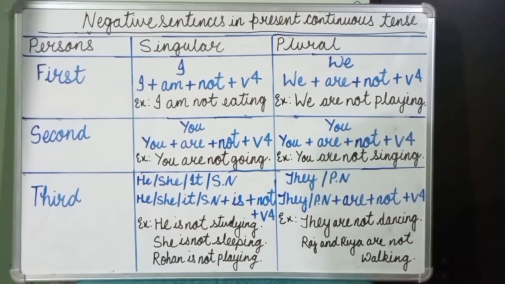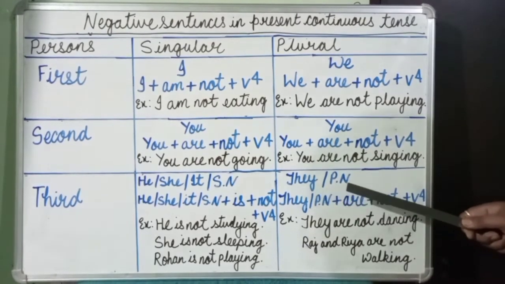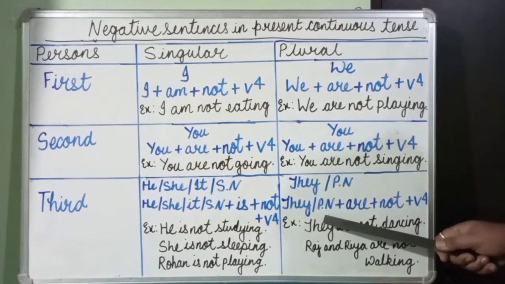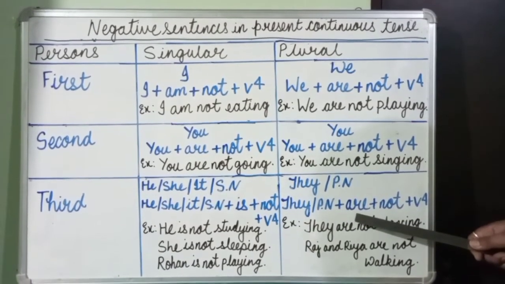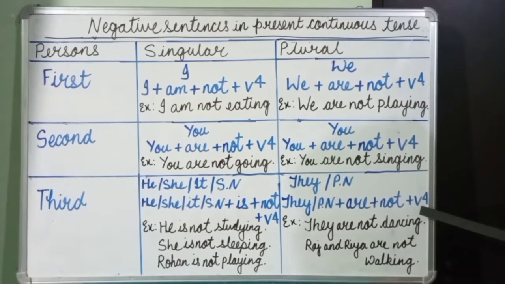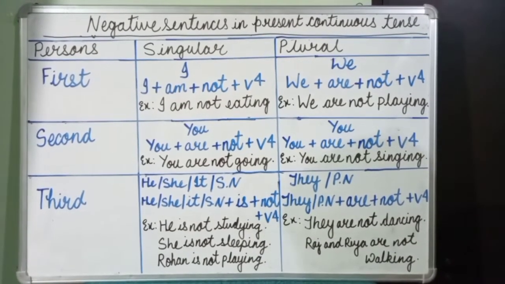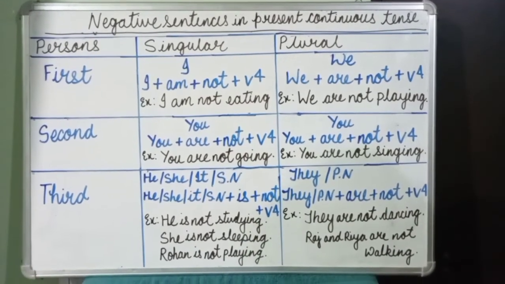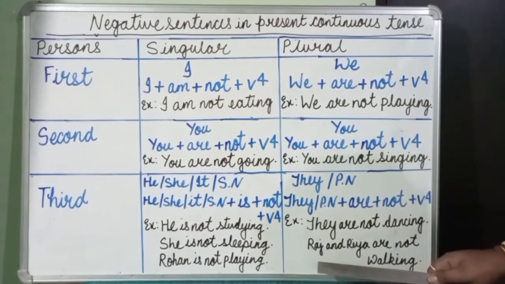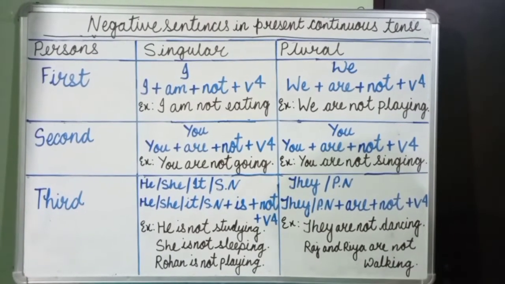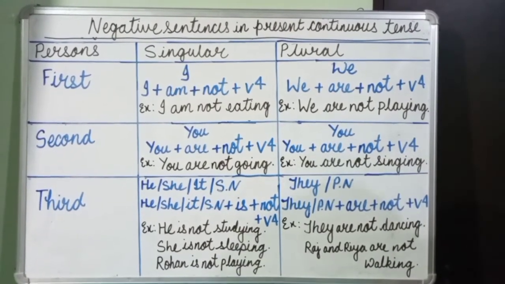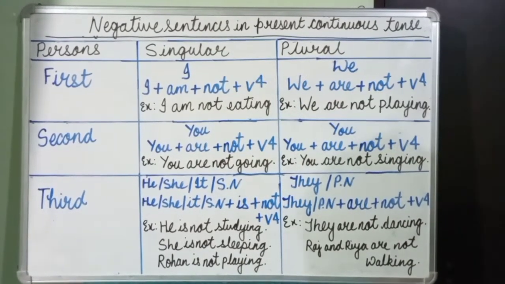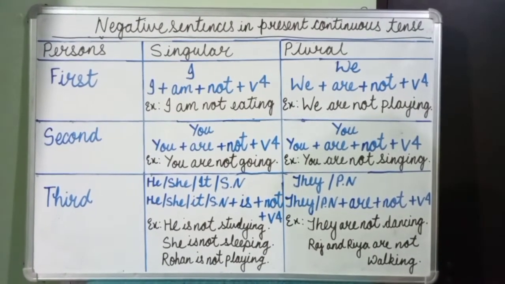For third person plural, that is they or any plural name, the rule is they or plural name plus are plus not plus fourth form of verb. For example, they are not dancing. Plural name, Raj and Riya are not walking. So this is how, children, we make the negative sentences in present continuous tense.